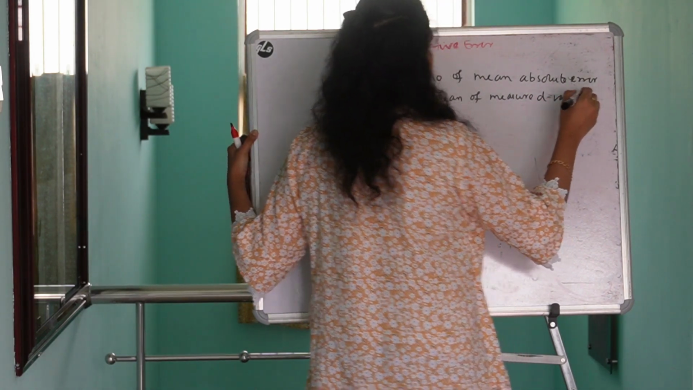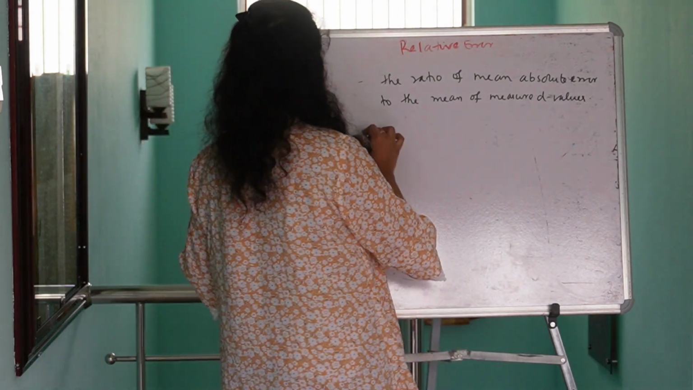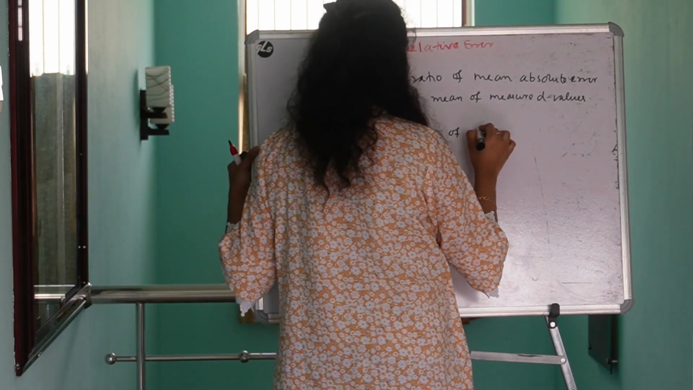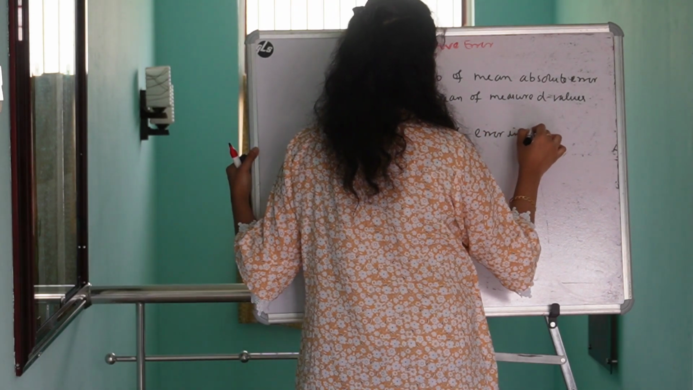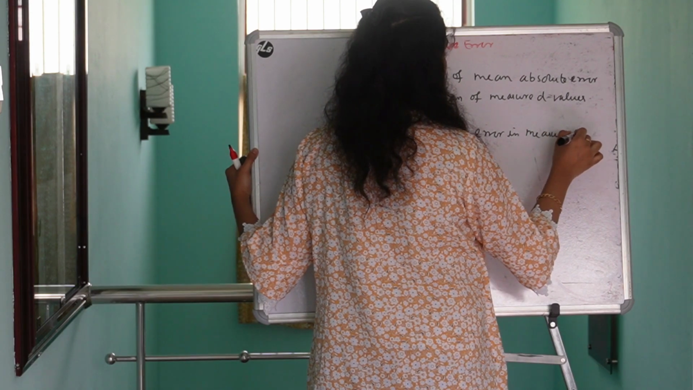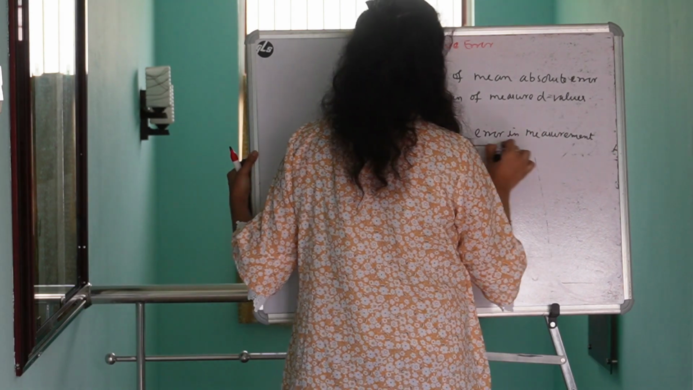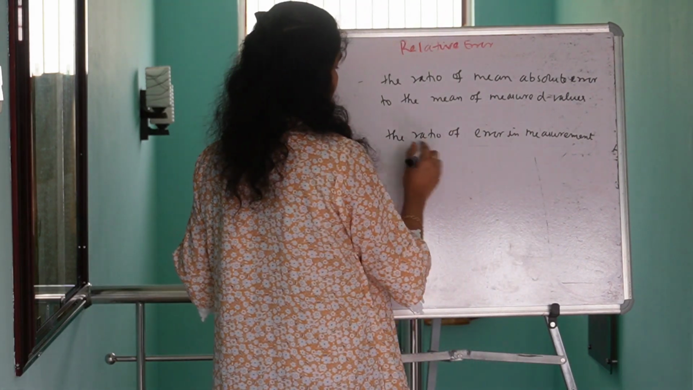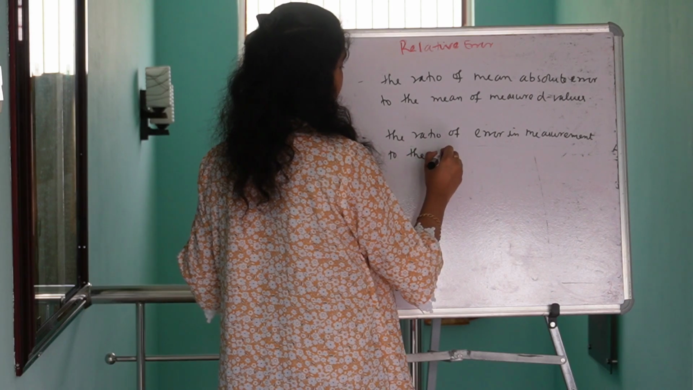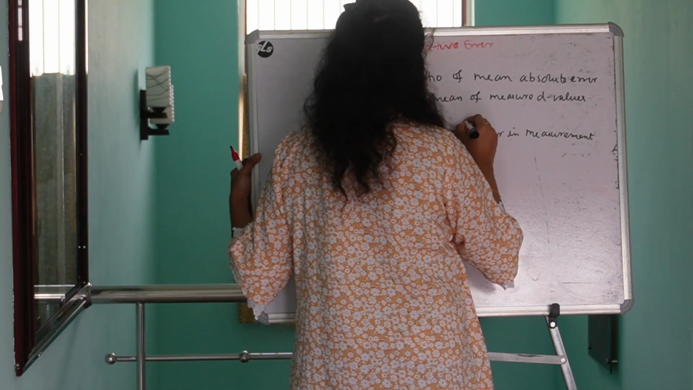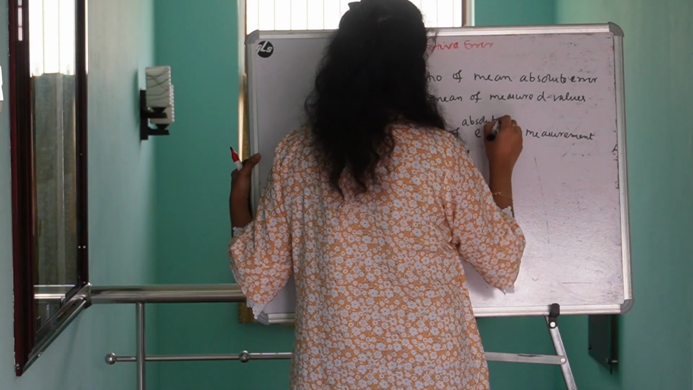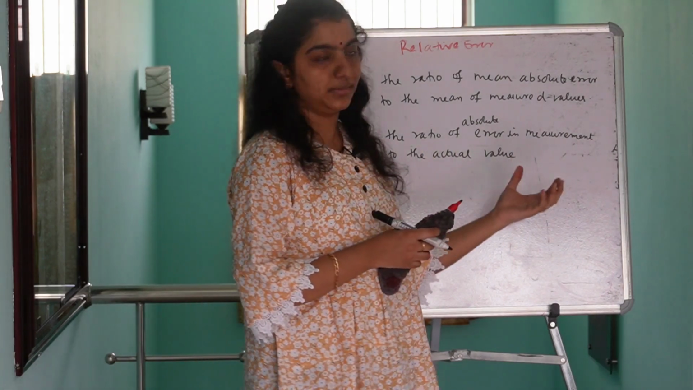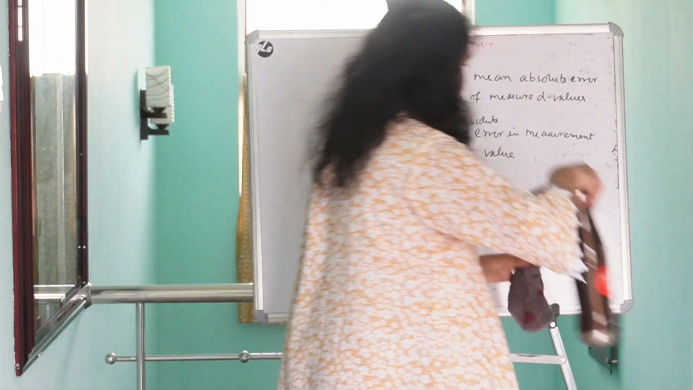Or otherwise, we can say it is the ratio of error in measurement to the actual value. Absolute error in measurement to the actual value. Is it clear? Absolute error in measurement to the actual value. Yes.